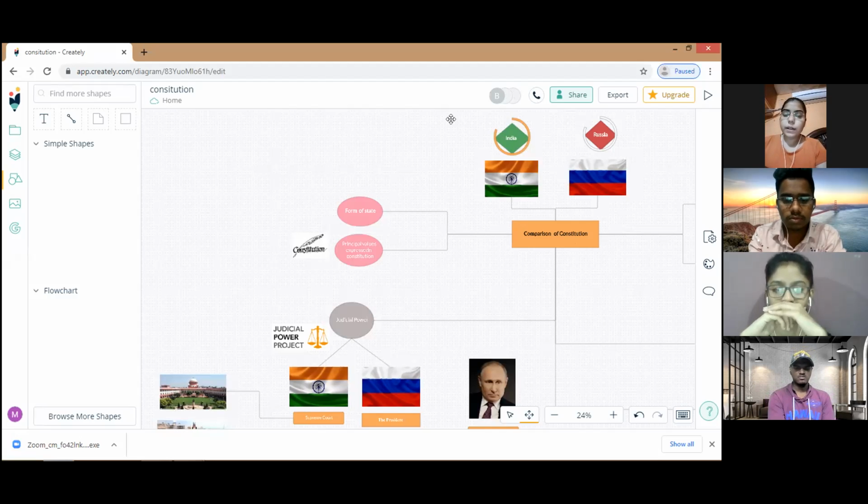First, after that we will also discuss the differences and the similarities between the Russian and the Indian Constitution. Firstly, we will discuss what a constitution is.